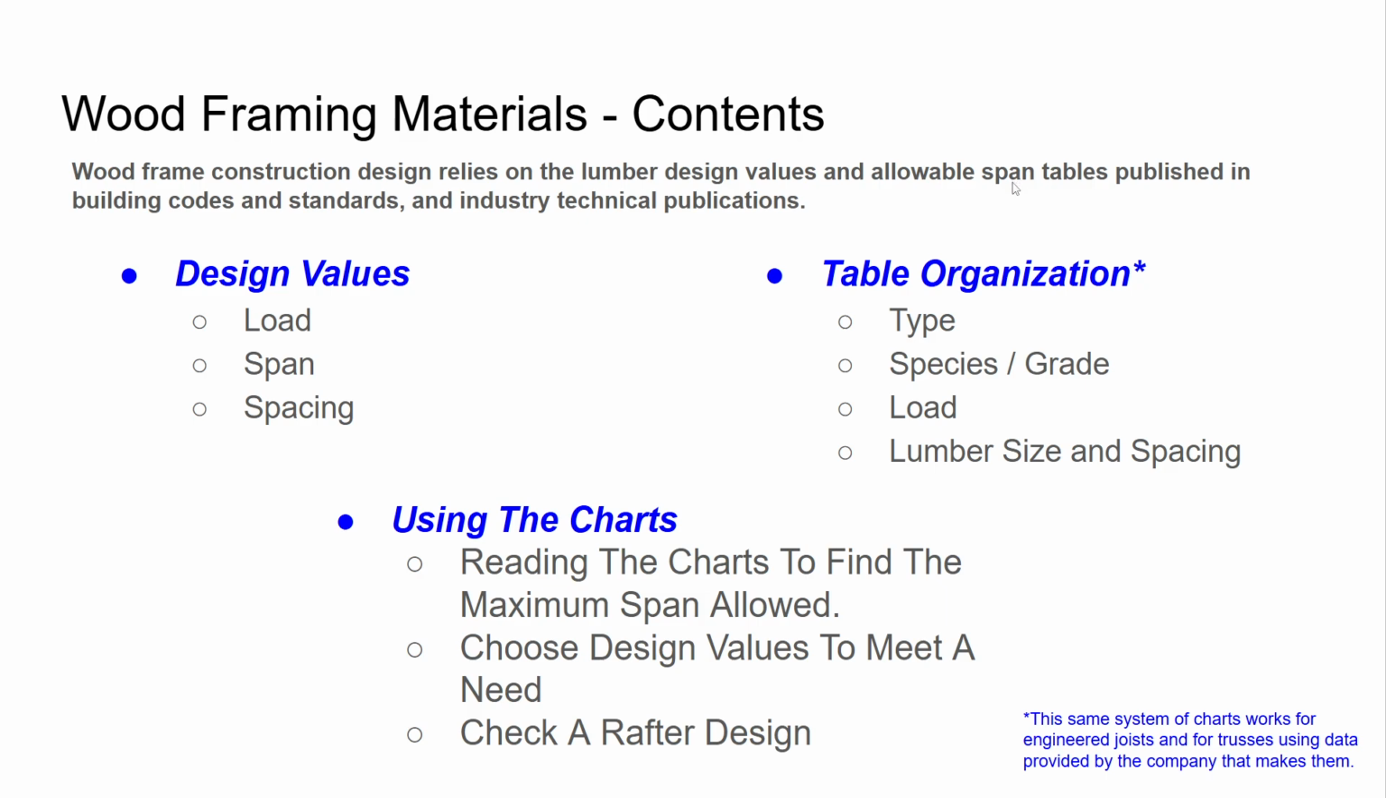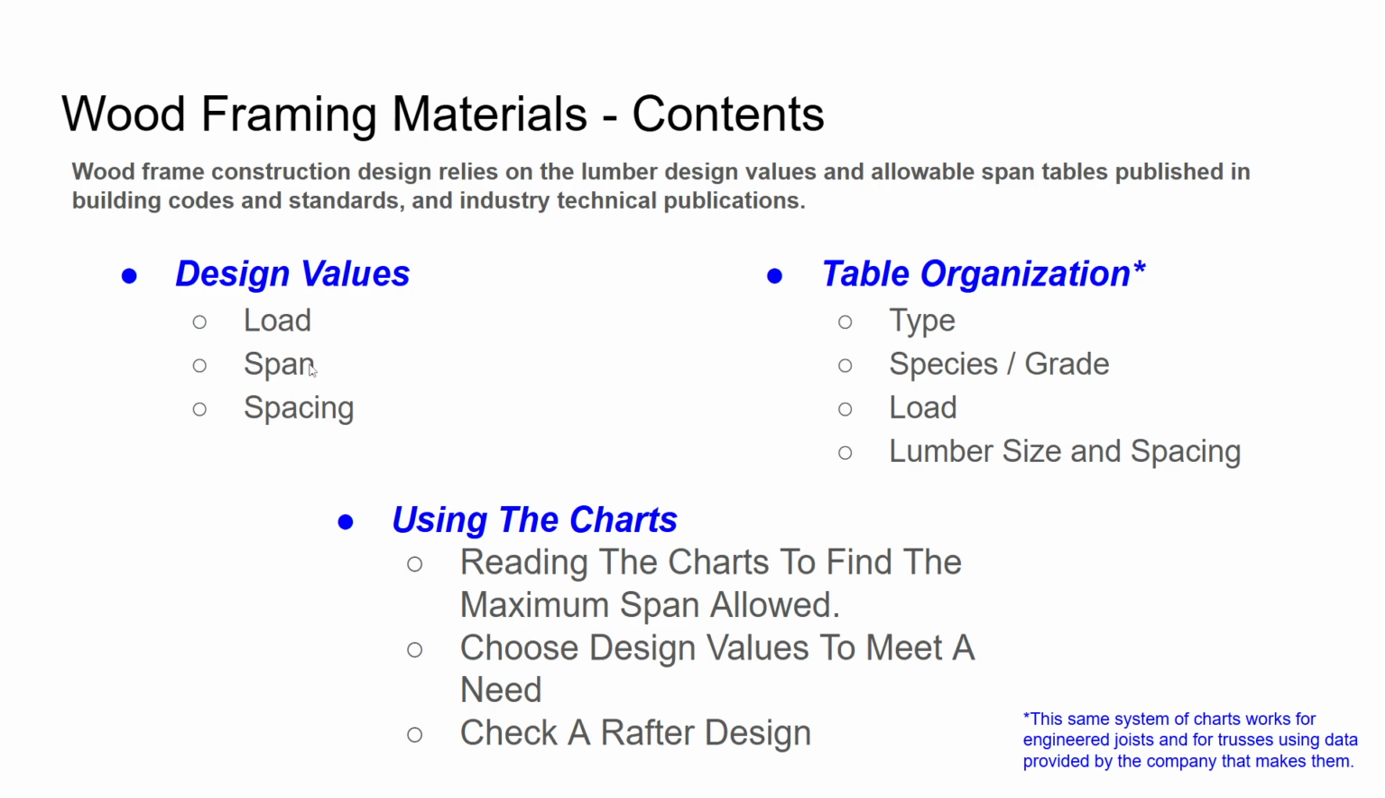Now we have things called span tables. They're published in building codes and standards, and a bunch of the industries have their own technical publications. So when we look at the design values, we need to know the loads, how much force is being applied, in pounds per square inch or pounds per square foot. What's the load? What's the span?